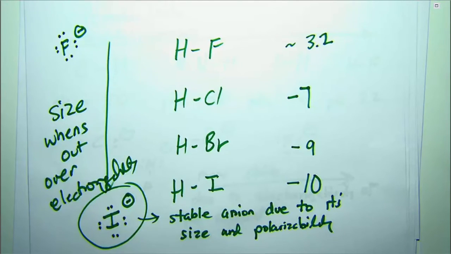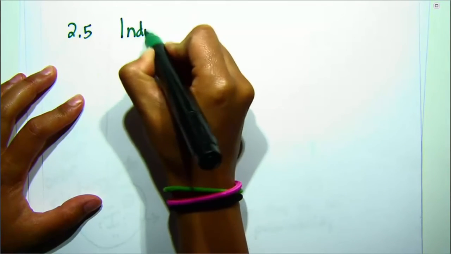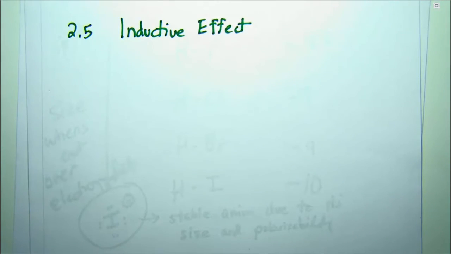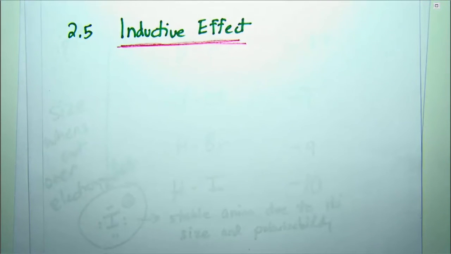All right, guys, so we're going to talk about another effect. Remember I said there's 4 different effects that we're going to go over. And this next one is section 2.5. It's called the inductive effect. So this is also one of our key concepts to master. And when we think about the inductive effect, it's basically this idea that we are pulling electron density through sigma bonds.